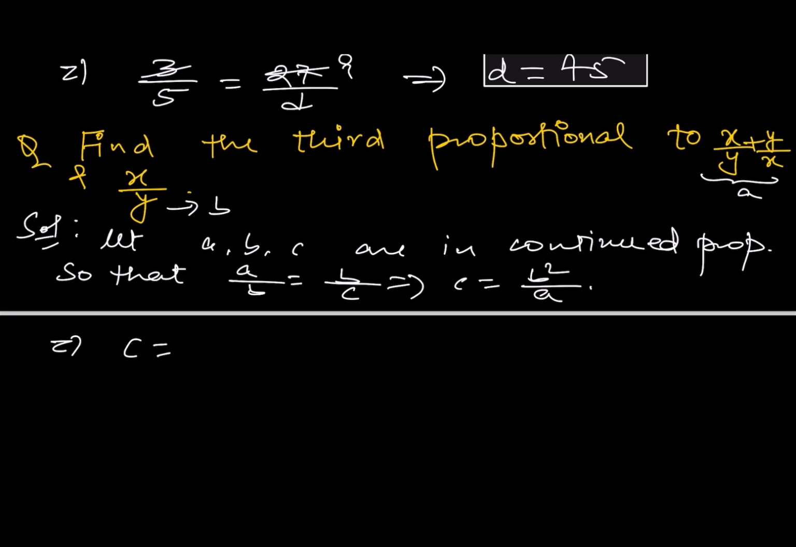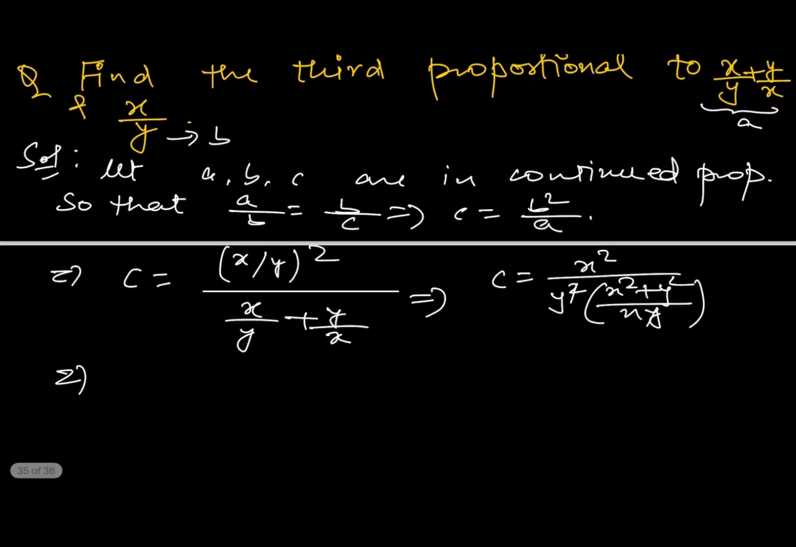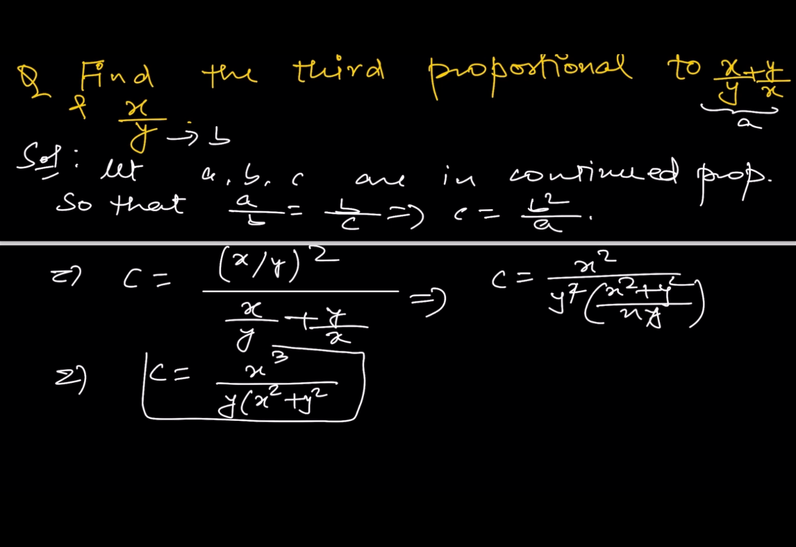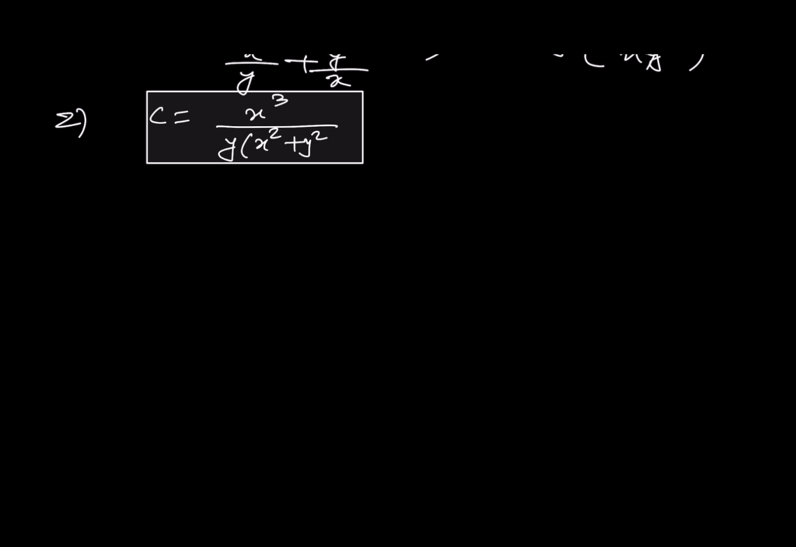So we have to find this C by using this. C is equal to B square by A. So C is equal to x by y whole square upon x upon y plus y upon x, right? So C is x square upon y square into x square plus y square upon xy, right? So y cancel out. So from here C will become x cube upon y times x square plus y square. This is third proportional to A and B. Now let us take one more question.